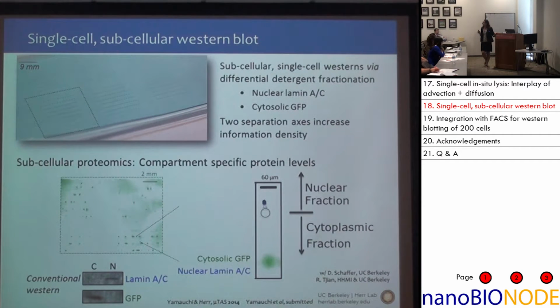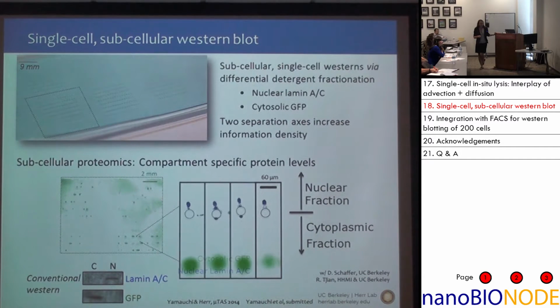So the cells can be anywhere from 10 to 30 to 50 microns in diameter, with the nucleus being smaller than that. And so those are some of his preliminary results.